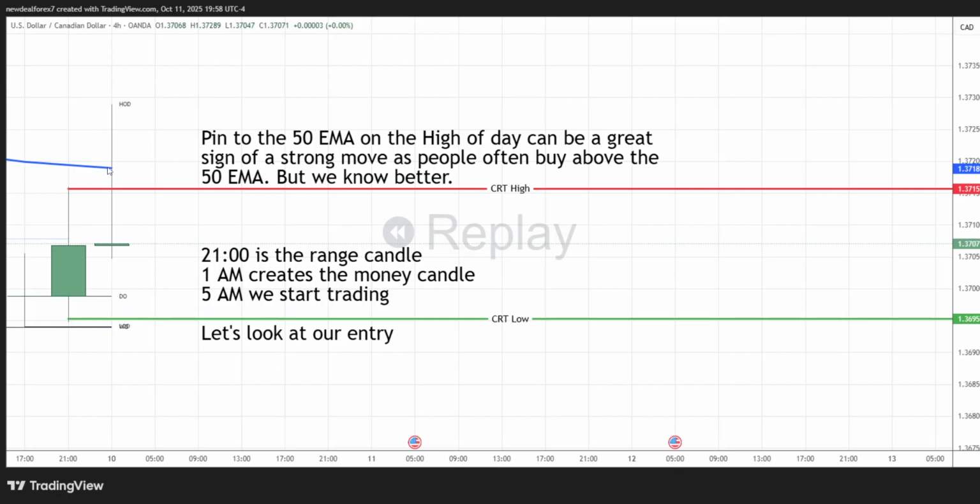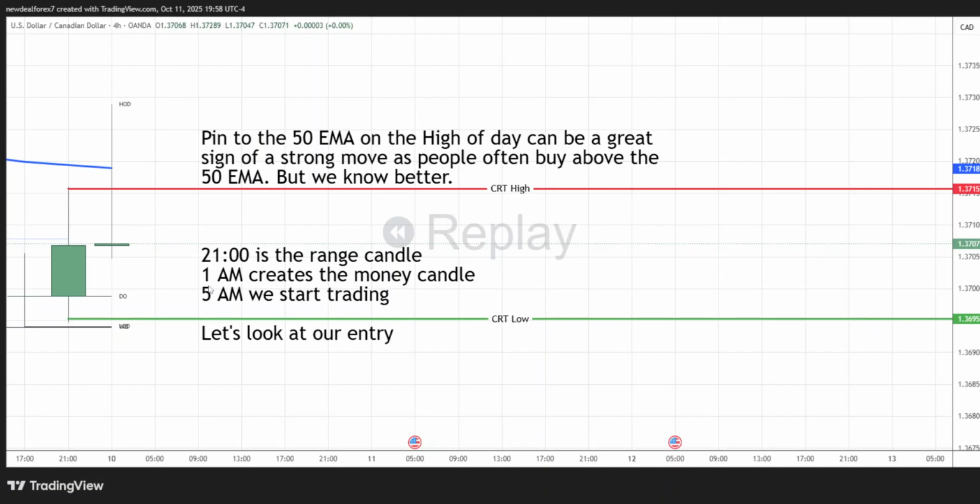All right. And sometimes when price pins the 50 EMA, this can be a great sign of a strong move because people often buy above the 50. Okay. But those people don't know that we're trading trend because the EMA is pointing downwards. So we believe we're in a bear market. Now, as well, keep in mind that if your price is near the baseline, but the trend is still down, if you get in near the baseline and ride it down as this price starts to retreat from it, you can really hold it for a little while.